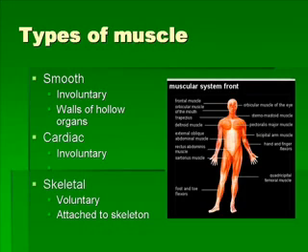Okay, there are three major types of muscles that we're going to talk about: smooth, cardiac, and skeletal. The first one, smooth muscles, is an involuntary muscle. In this case, involuntary means that it's controlled automatically in your body. It's not something that you consciously think about and make the decision to do. An example of a smooth involuntary muscle would be your esophagus.